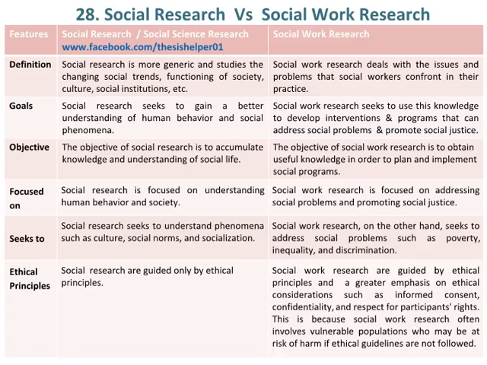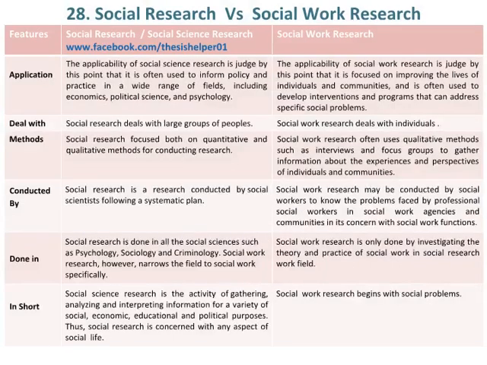The applicability of social science research is judged by this point that it is often used to inform policy and practice in a wide range of fields, including economics, political science, and psychology. Whereas, the applicability of social work research is judged by this point that it is focused on improving the lives of individuals and communities, and is often used to develop interventions and programs that can address specific social problems. Social research deals with large groups of people, whereas social work research deals with individuals.